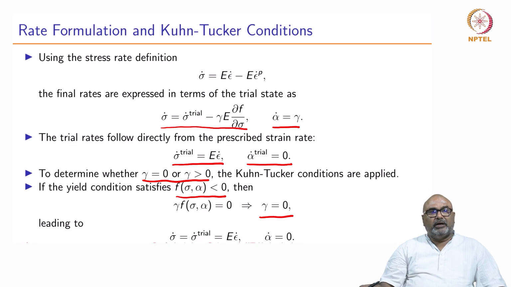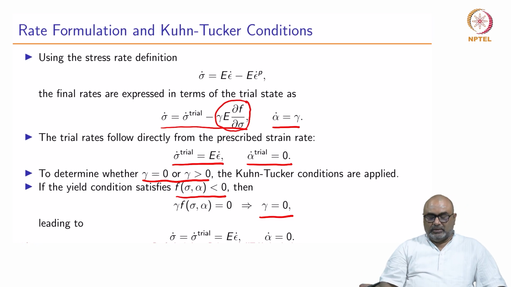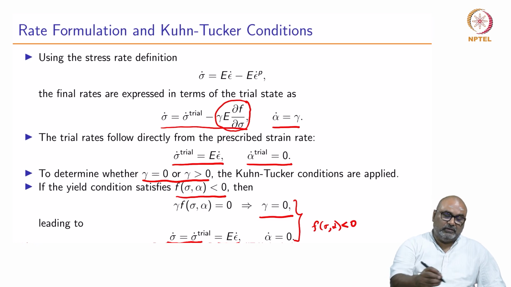If f of sigma comma alpha is greater than 0, then the trial state is inadmissible, and we are going to make this correction for the elastic trial state, and we are going to ensure that the trial state is always lying on the yield surface and plastic deformation happens on the yield surface. But when f of sigma comma alpha is less than 0, which means that we are in the elastic loading state or elastic unloading state, then we can say sigma dot is equal to sigma dot trial is equal to E times epsilon dot, and alpha dot is equal to 0 and gamma is equal to 0.